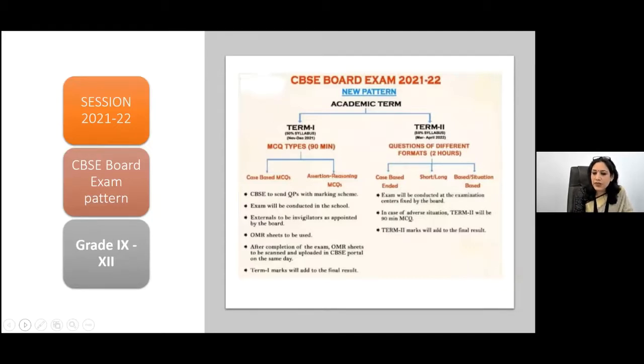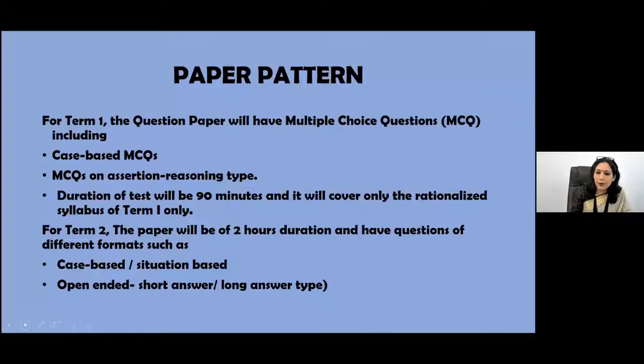The final score of the child would include both the terms. So it's like term 1 and term 2. The final evaluation is the most confusing question here: how are we going to evaluate? Let's move to the next slide so that you are more clear about it.